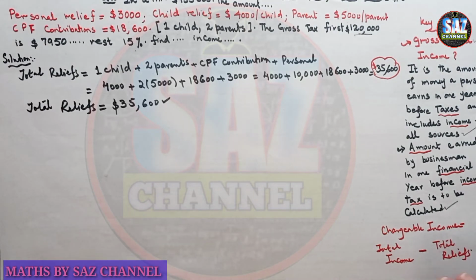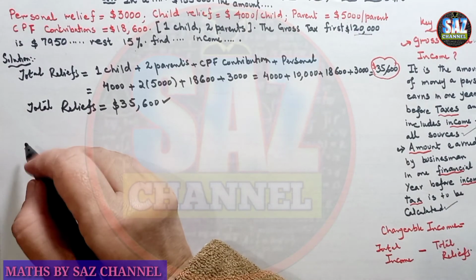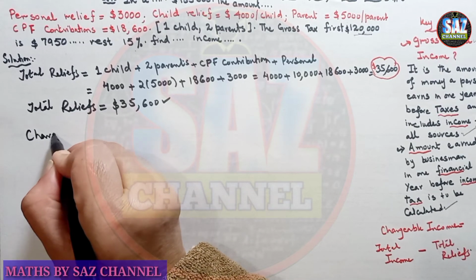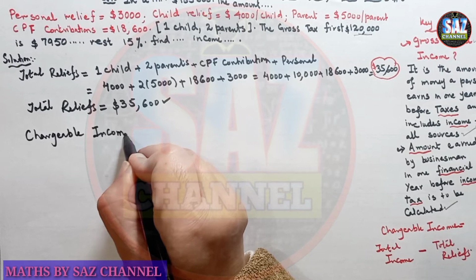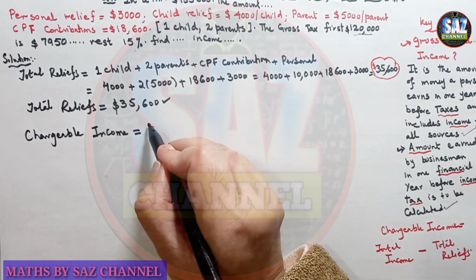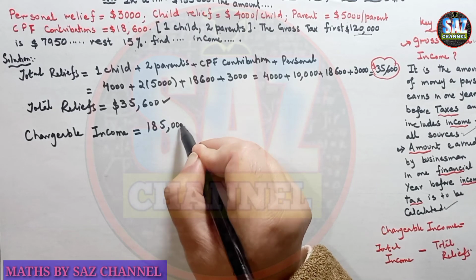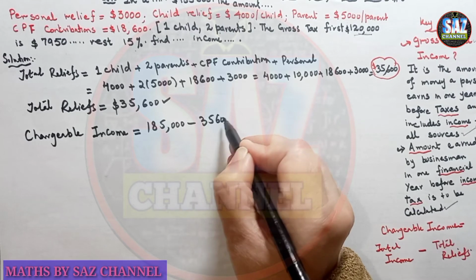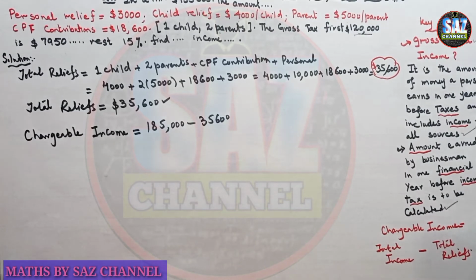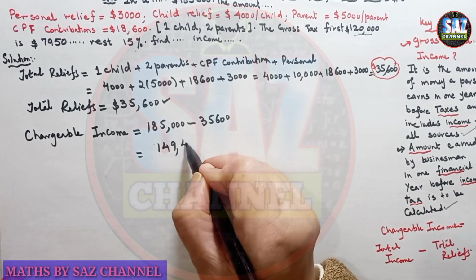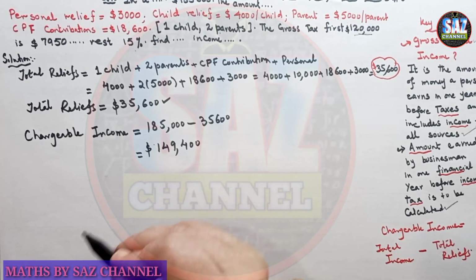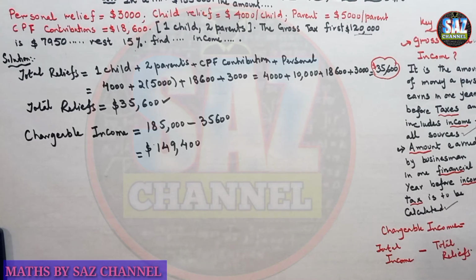So first of all, we are going to find the chargeable income. So the chargeable income will be equal to this is 185,000 minus 35,600, and let me hold the calculator. 185,000 minus 35,600, I'm getting 149,400. So this is the amount on which he has to pay the income tax.